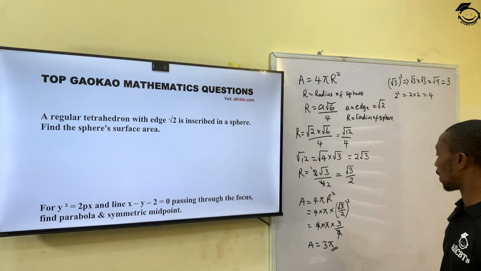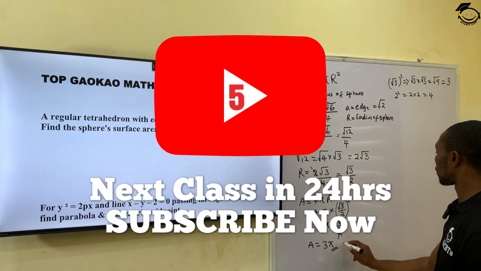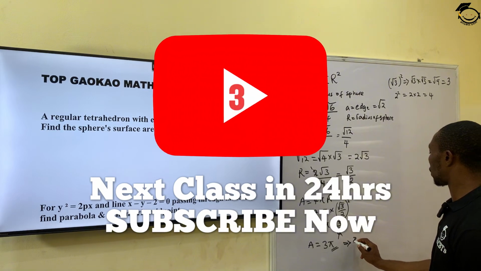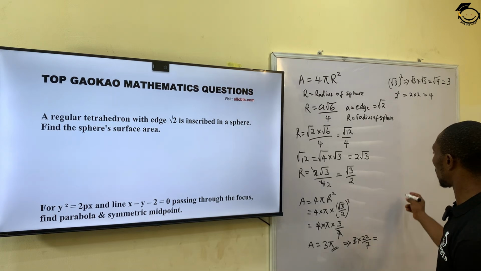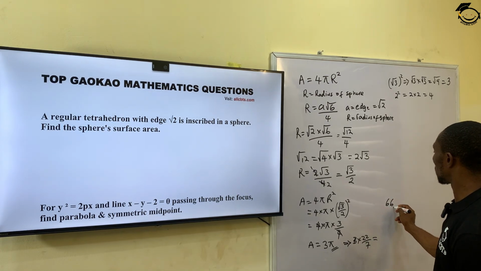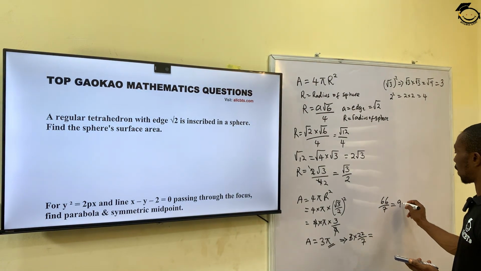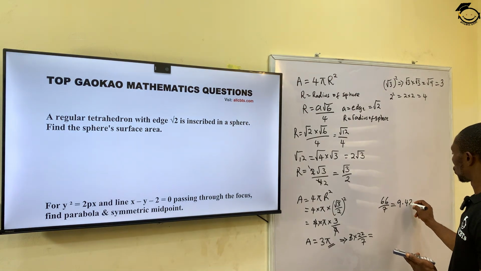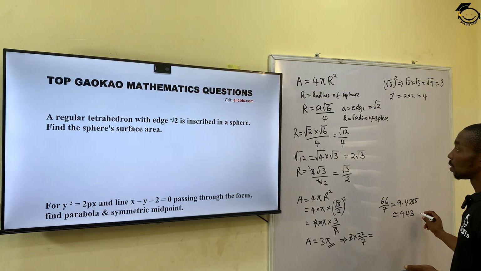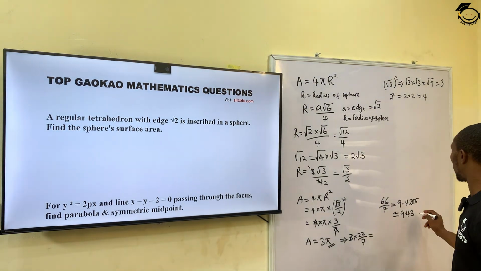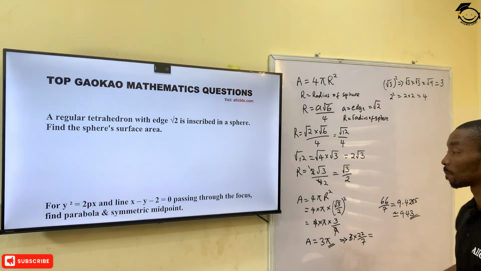We can go ahead and put in the value of pi, which is 22 over 7. Our area becomes 3 times 22 over 7, which gives 66 divided by 7. So 66 divided by 7 gives us 9.4285, approximately 9.43 as the surface area of the sphere.